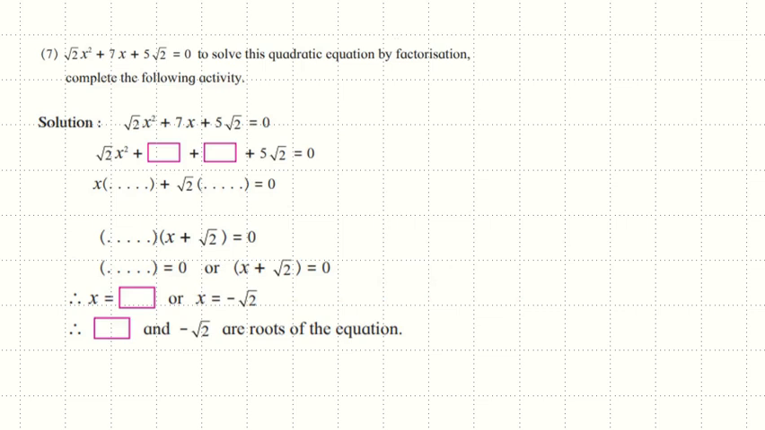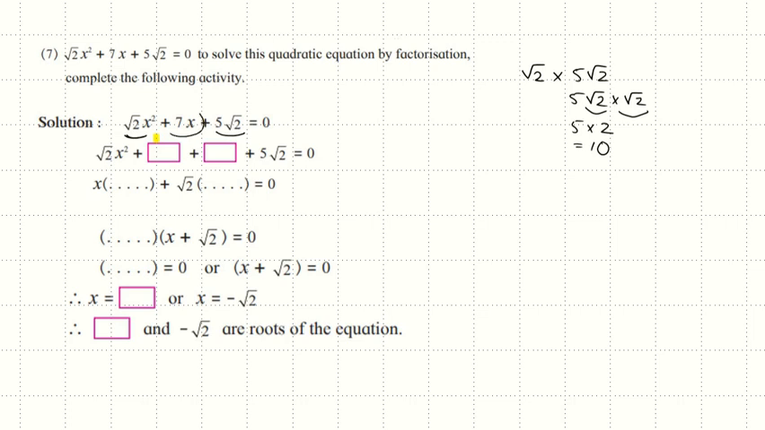Moving on to next question, the equation is already given. We need to solve this quadratic equation by factorization method and we need to complete the following activity. So the equation that is already given is, in the equation it is given here the first term is root 2 and the last term is 5 root 2. So how do we solve this? How do we multiply this root 2 into 5 root 2? It is written as 5 root 2 into root 2 and root 2 into root 2 gives us 2, 5 into 2, which is nothing but equal to 10.